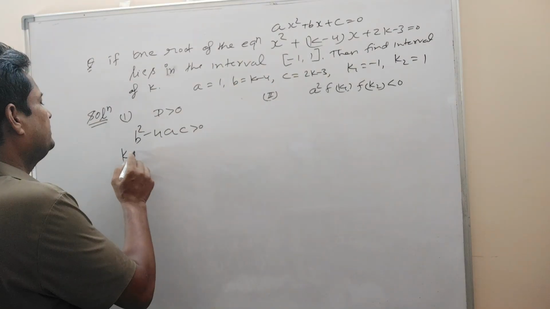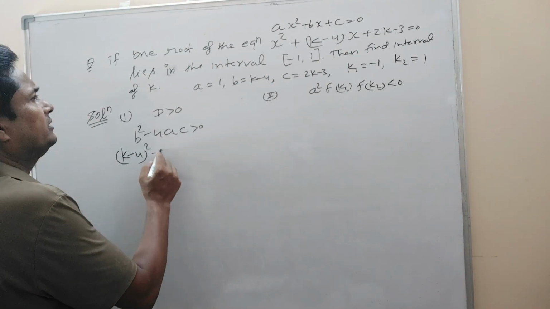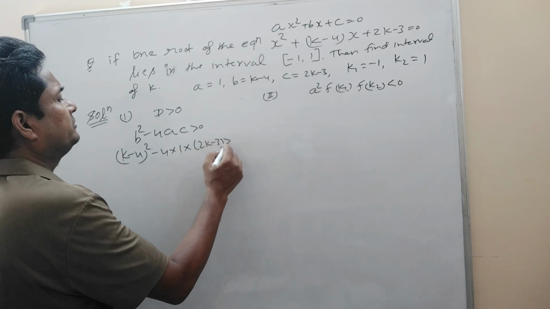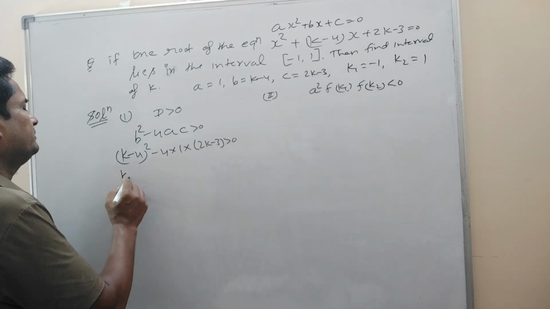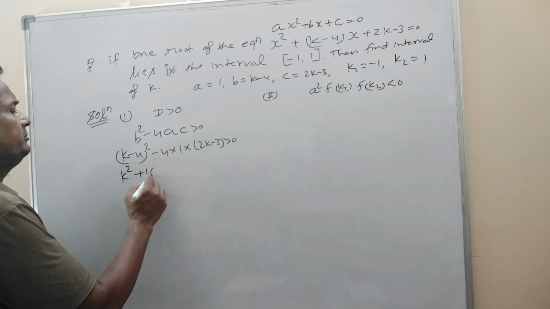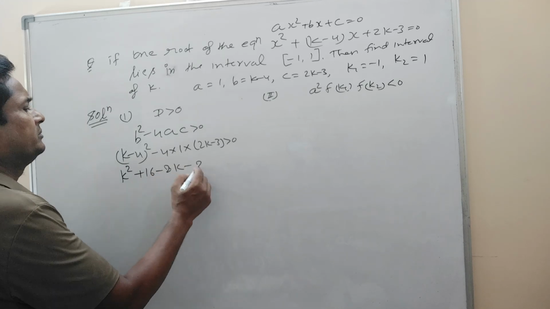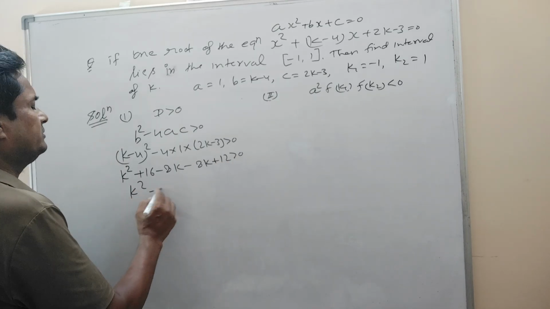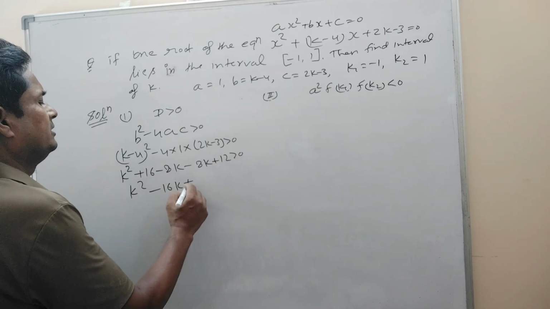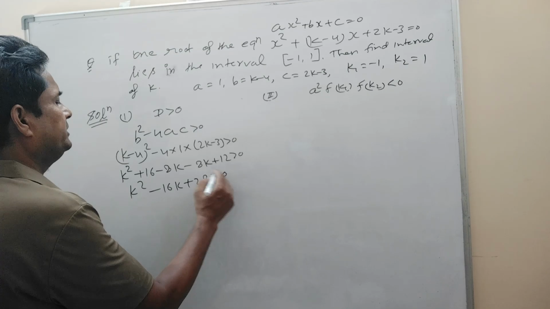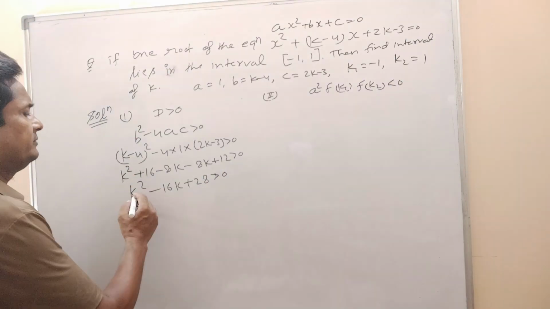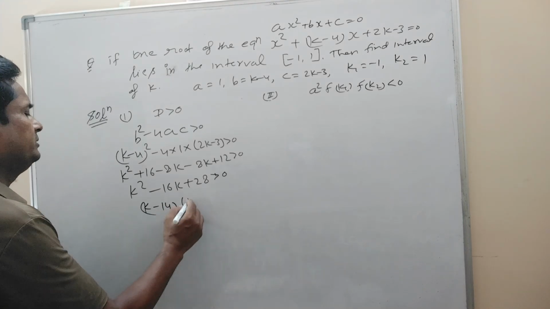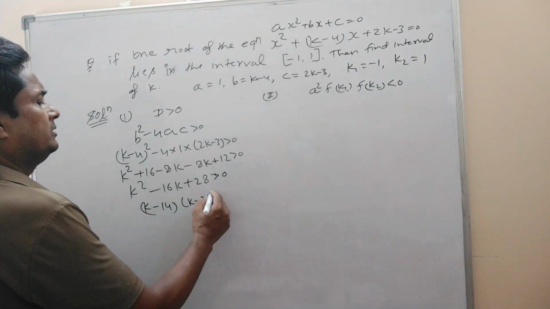So this will be k minus 4 whole square minus 4 into 1 into 2k minus 3. This must be greater than 0. Now simplify this one. So this will be k square plus 16 minus 8k plus 12 greater than 0. So this is k square minus 16k plus 28, which will be greater than 0. Now factorize this one: k minus 14 into k minus 2 greater than 0.